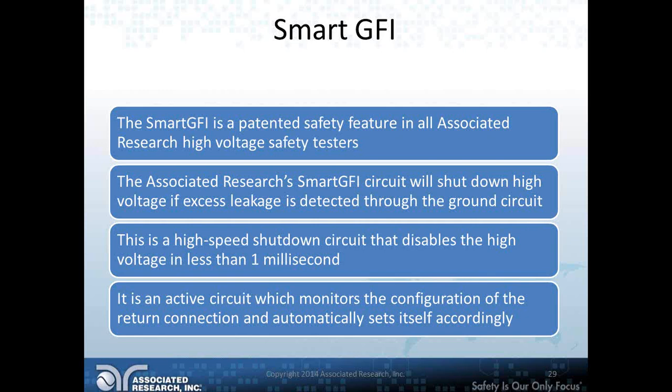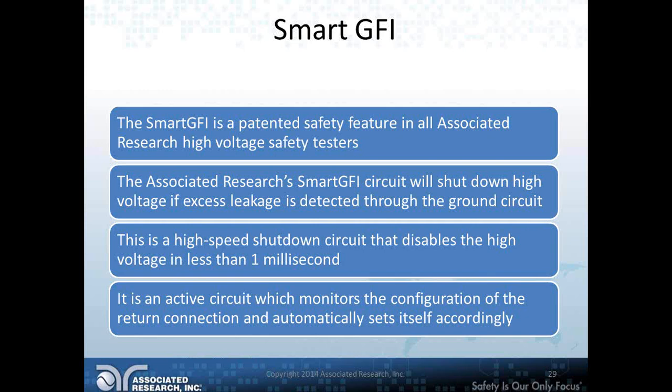Since this circuit can automatically enable and disable itself, it can be set up to monitor actual fault current through the ground. Now, this feature greatly simplifies the circuit, and it improves the overall reliability of the Smart GFI.